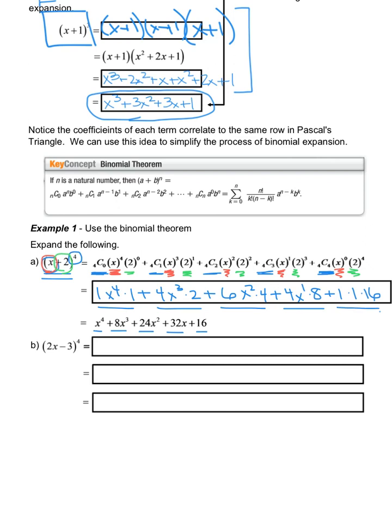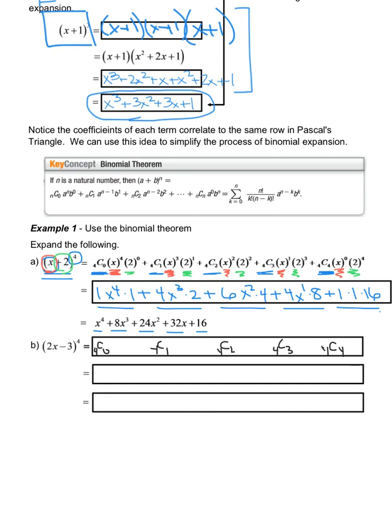All right, so we're going to go through that same process on this next example. First things first, we're going to start with our combinations. We have a power of 4, so I'm going to start with 4 choose 0, 4 choose 1, 4 choose 2, 4 choose 3, and 4 choose 4.